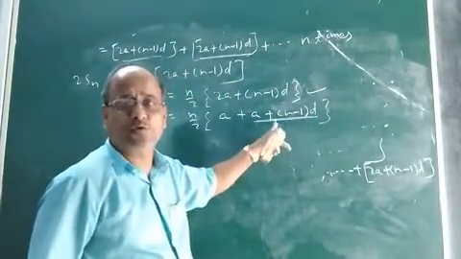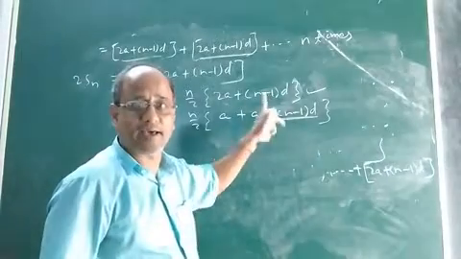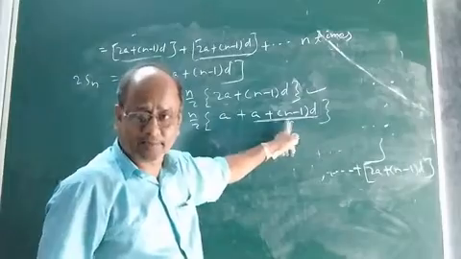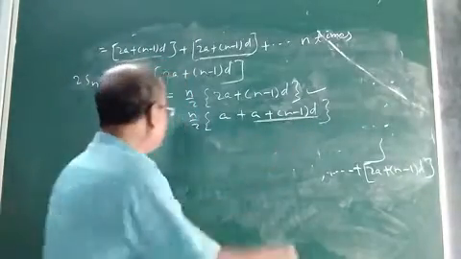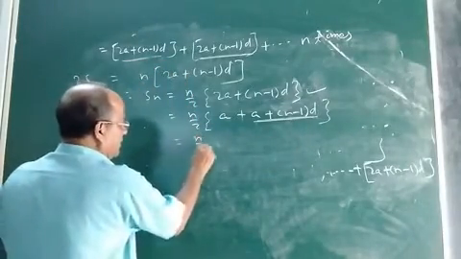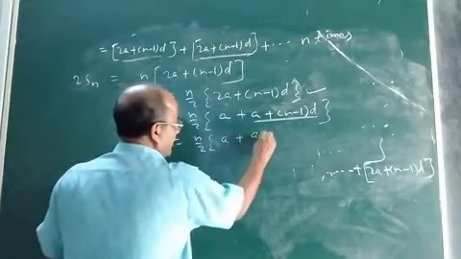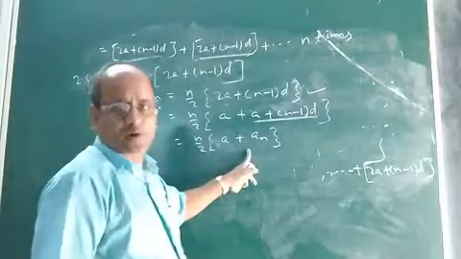Whose formula is this? This is the value of an, the general term or nth term of the AP. So in its place we can write an. So we can write Sn equal to n by 2 into a plus an. This is also a formula.